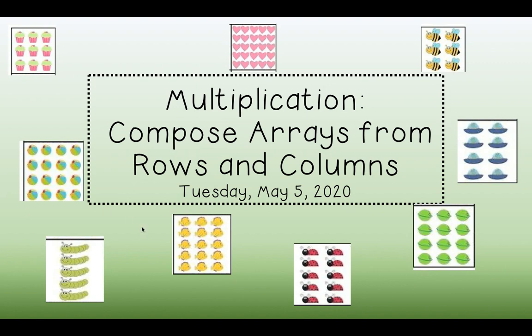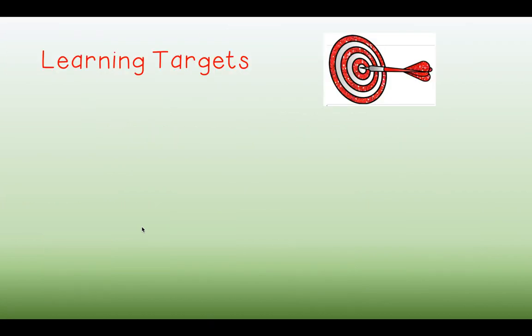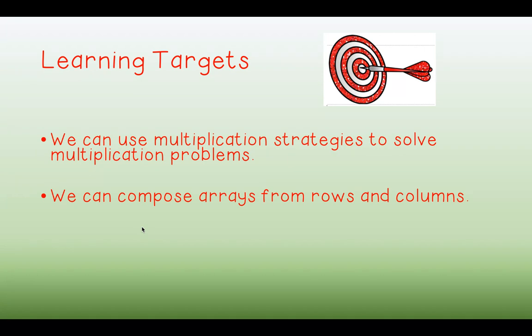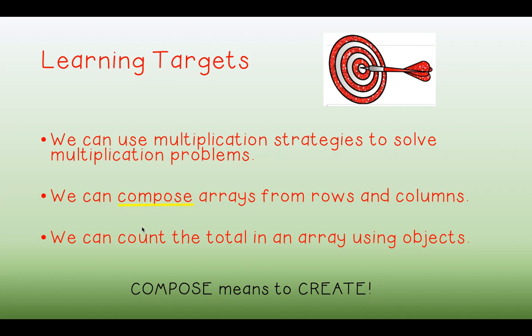So we are continuing our multiplication unit, and we're going to be composing arrays from rows and columns. So our learning targets are: we can use multiplication strategies to solve multiplication problems. We can compose arrays from rows and columns. The word compose means to create. And then we can count the total in an array using objects.